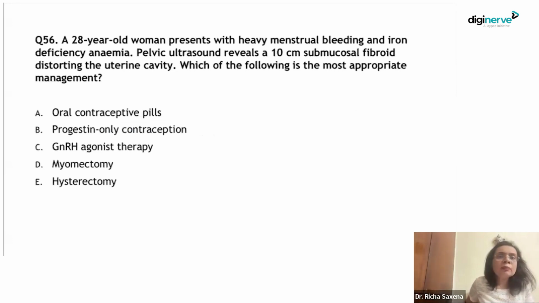A 28-year-old woman presents with heavy menstrual bleeding and iron deficiency anemia. Pelvic ultrasound reveals a 10 centimeter submucosal fibroid, distorting the uterine cavity. So which is the most appropriate management in this case? Yes, hysterectomy is the best option in this case, no? She is 28 years old. You need to retain her uterus also. Probably her family is still not completed. They don't mention it. But then the HMB is affecting her iron levels. So obviously this has to be treated and the best option would be myomectomy.